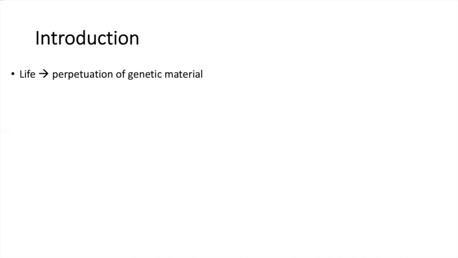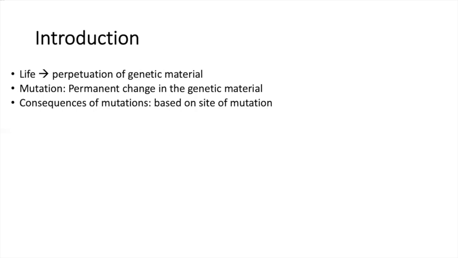During replication, there is a possibility of an error or the genetic material being damaged, which can then be passed down to the daughter cells. The daughter cells carry forward such changes to the genetic material, which is called mutation. So mutation is defined as a permanent change in the genetic material. And the consequences of mutations depend on the site of mutation, that is, where the mutation is taking place.